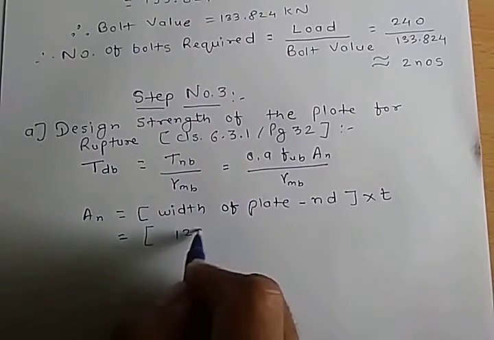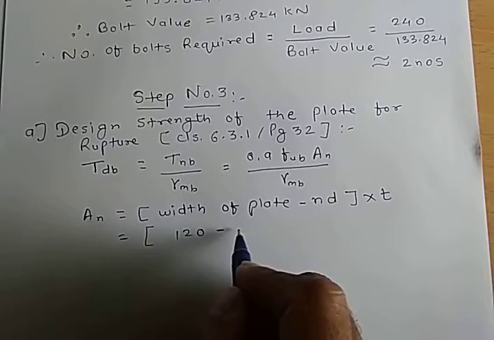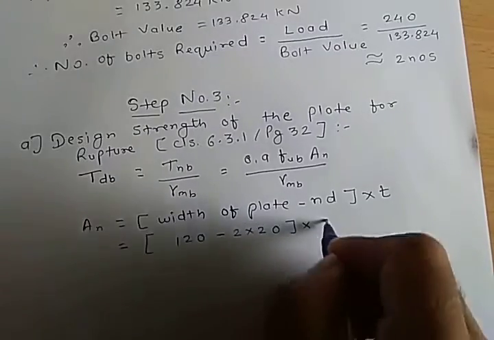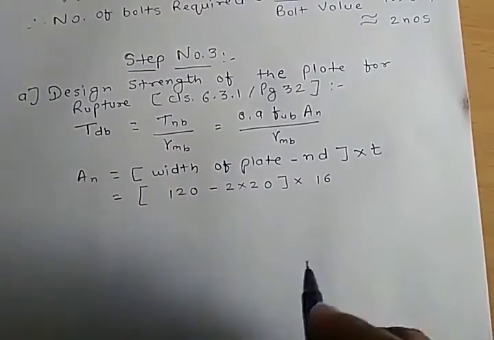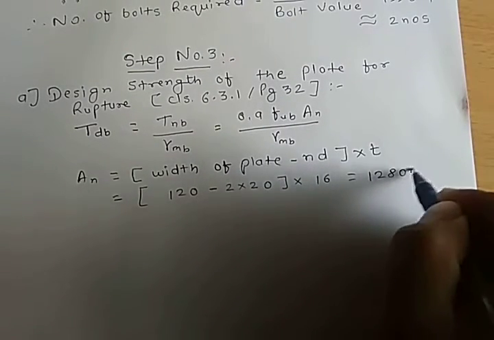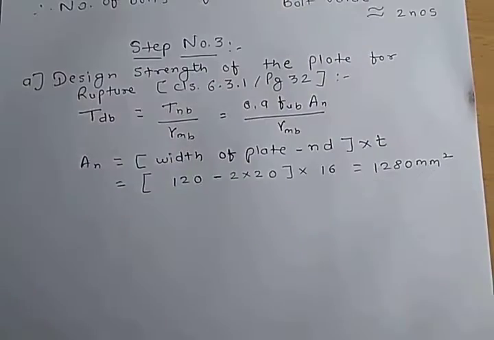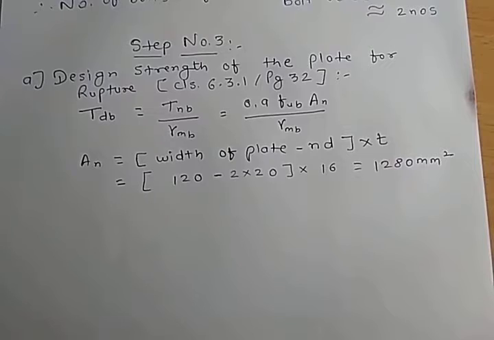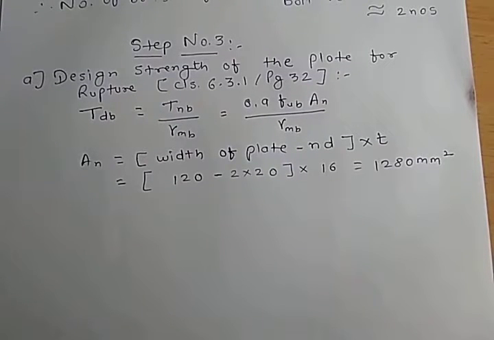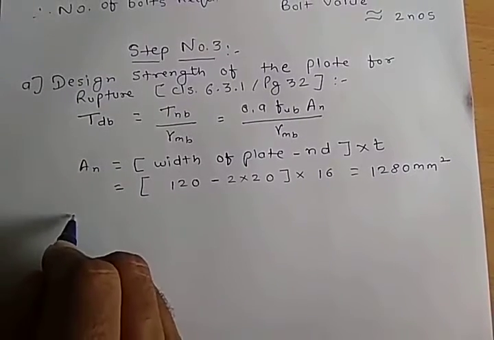So width of the plate, say 120, minus 2 into 20, and this is multiplied by 16. If you calculate this part, you will get around 1280 mm square. So that's the calculation of AN in terms of mm square. Now we can calculate TDB accordingly.